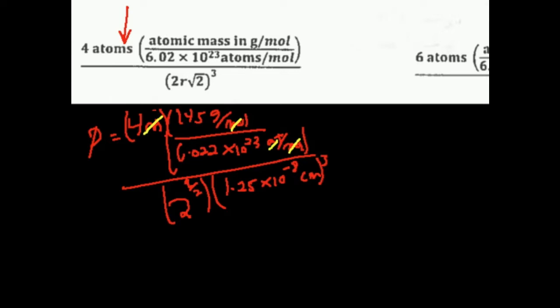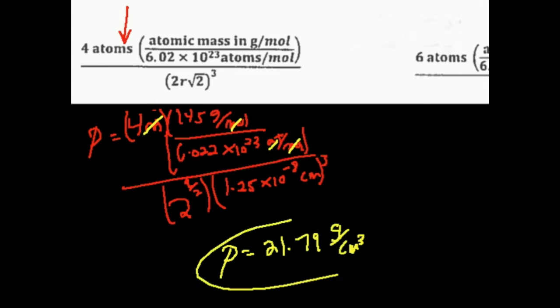It's going to be 4 times 145 divided by the quantity 6.022 times 10 to the 23rd, divided by the quantity 2 to the 9 halves power, and then also divided by the quantity 1.25 times 10 to the minus 8, and that whole thing is cubed. And I'm getting a density of 21.79 grams per cubic centimeter.